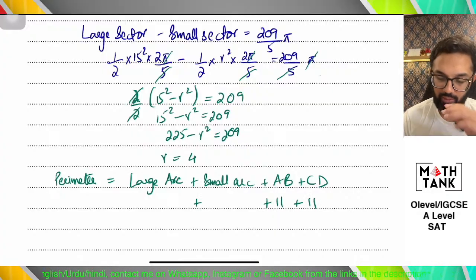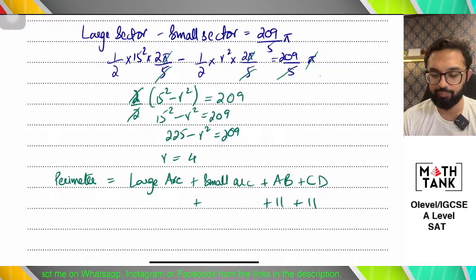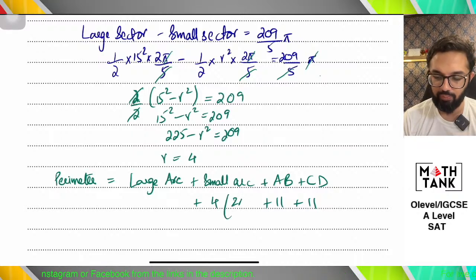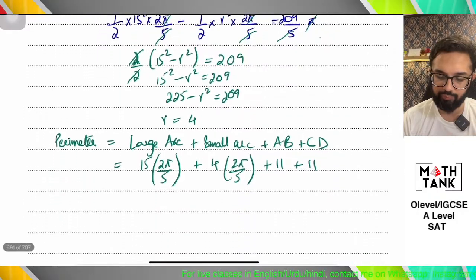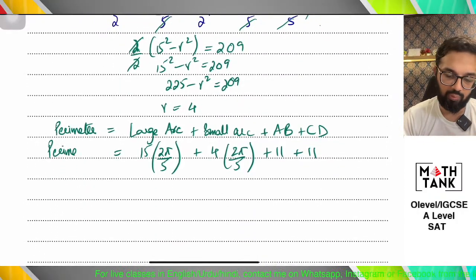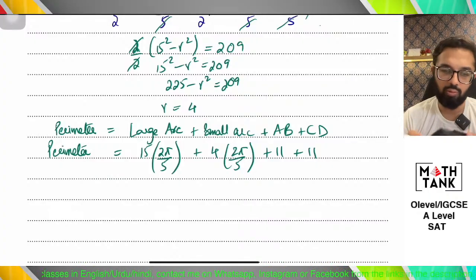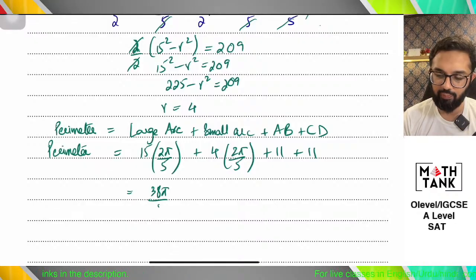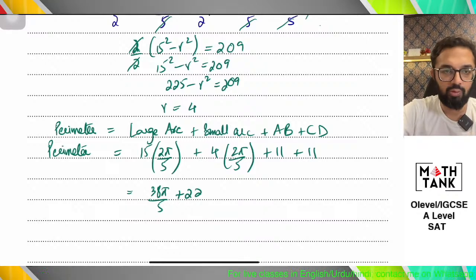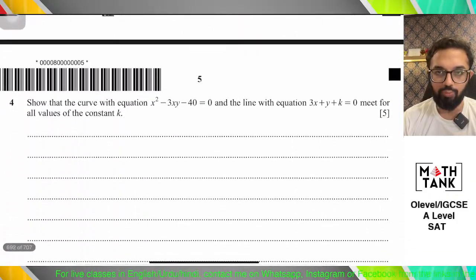Small arc is S equals to r theta. So 4 into 2 pi over 5, and large arc is 15 into 2 pi over 5. Plus 8, 38 pi over 5 plus 22. Oh, those are the correct answers. Yes, those are again correct. Move on, let's see the next question.